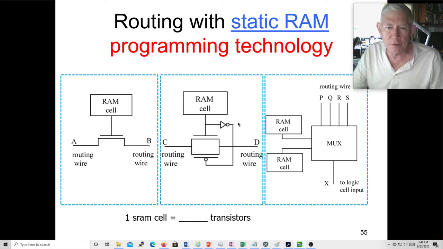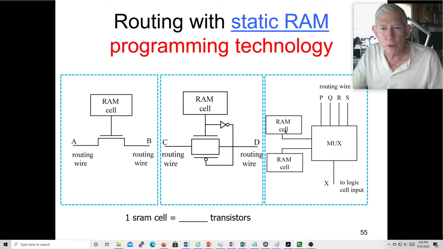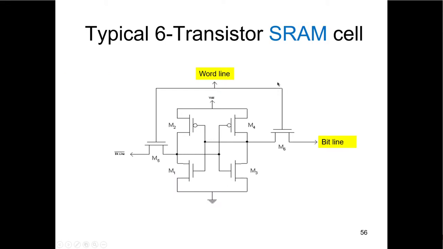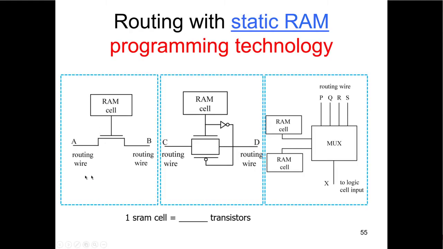So how many transistors for each static RAM cell? That's interesting. So what's the load? Let's look at that. Here, a typical static RAM cell takes 6 transistors: 1, 2, 3, 4, 5, 6. You have a word line, you have a bit line, and here's how it's set up. So that's what a static RAM cell looks like, 6 transistors. So you can see when you add a routing wire here, a bidirectional routing wire there, and a 2-bit control for the multiplexer, you're adding 12 RAM cells here, 6 and 6. So it's significant.